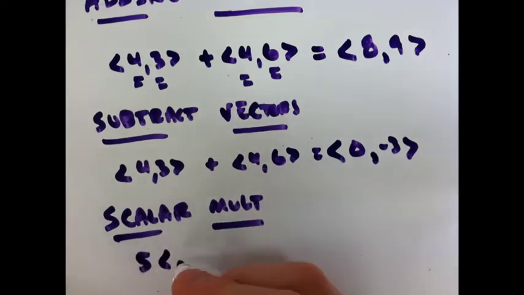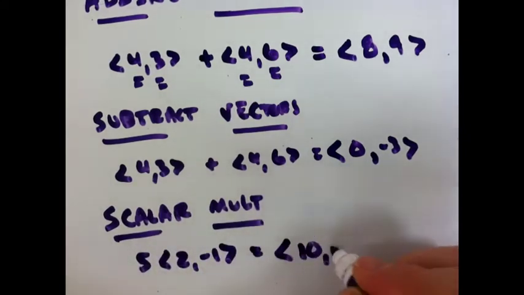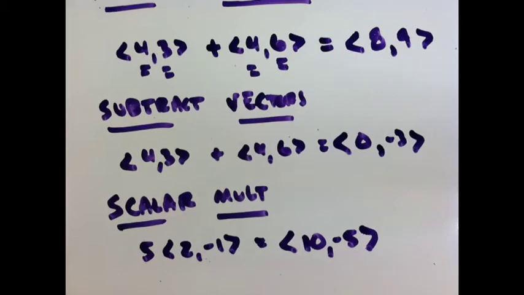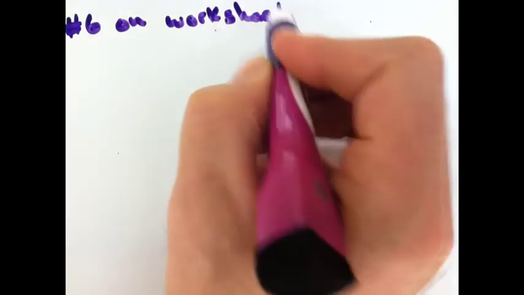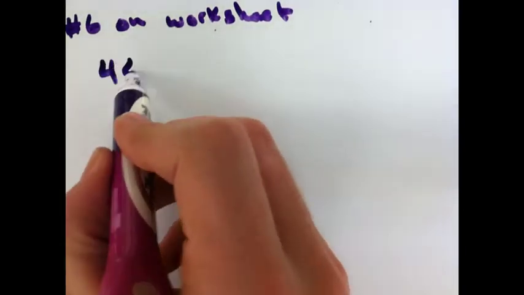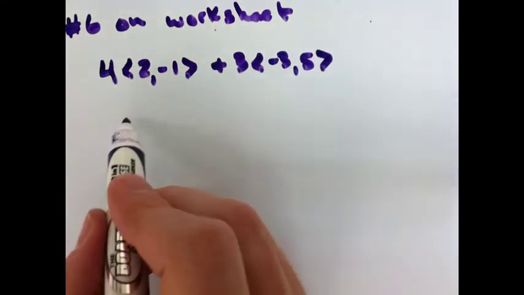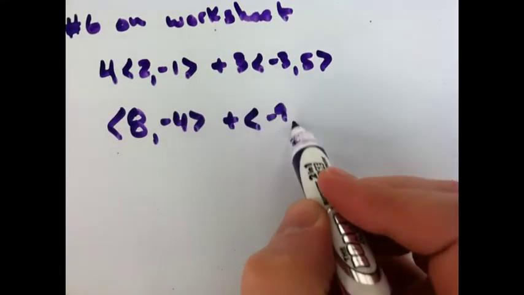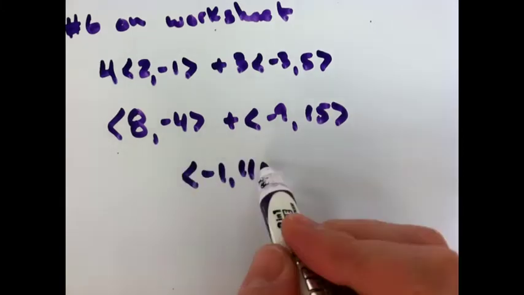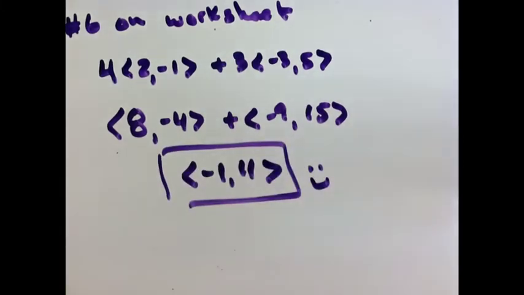There's something called a scalar multiplier. It's kind of like the distributive property. If you multiply a vector by a number, just distribute that into your vector, and there you go. If you take a quick peek at number 6 on the 8.2 worksheet, they ask you to add two vectors that have scalar multipliers. So I'll let you watch how I do that one, and you end up with the answer of ⟨-1, 11⟩.